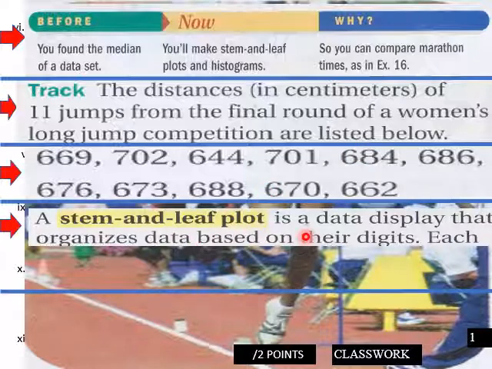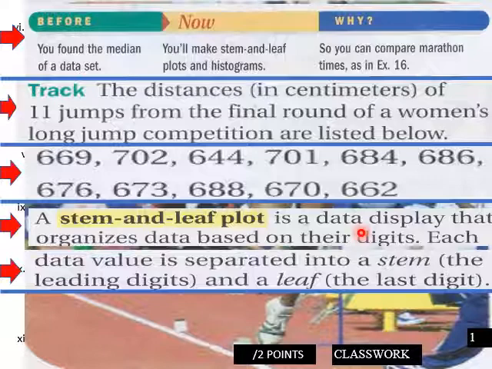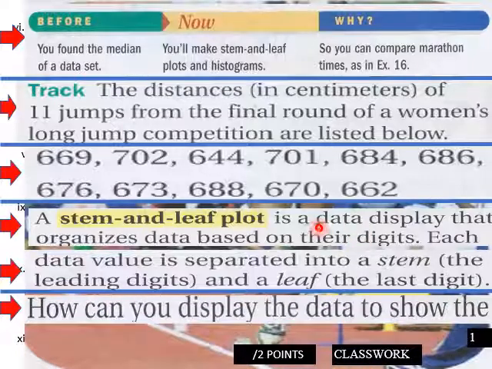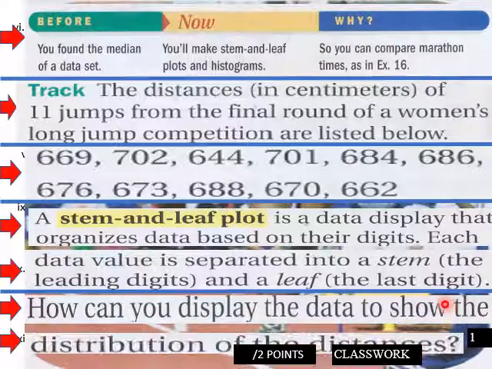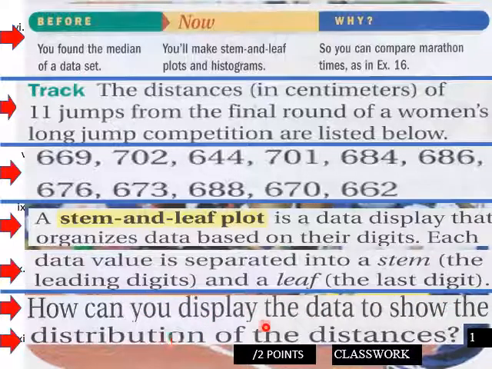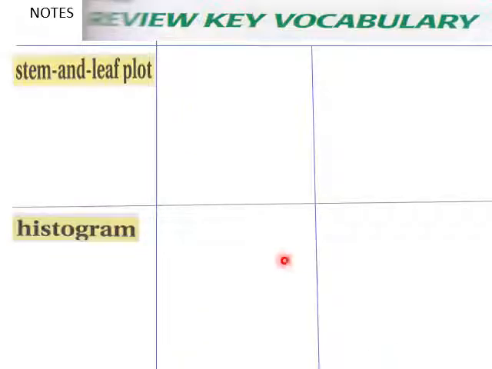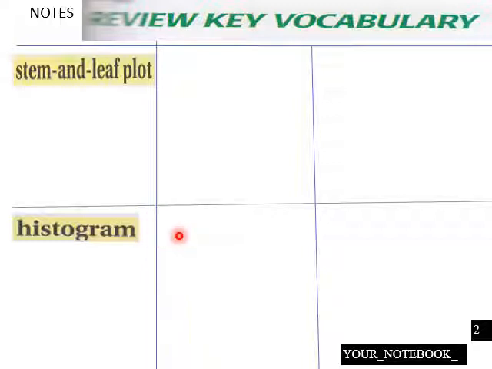So a stem and leaf plot is a data display that organizes data based on their digits. Each data value is separated into a stem, the leading digits, and a leaf, the last digit. How can you display the data to show the distribution of distances? That's a good question. So now let's define stem and leaf. You got that on your prior slide. And a histogram, we haven't quite got that yet, but hang on for that. This lesson will cover that.